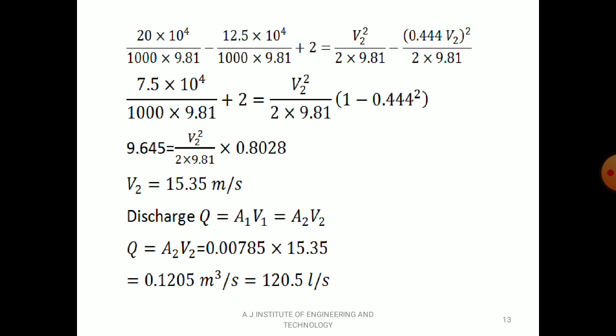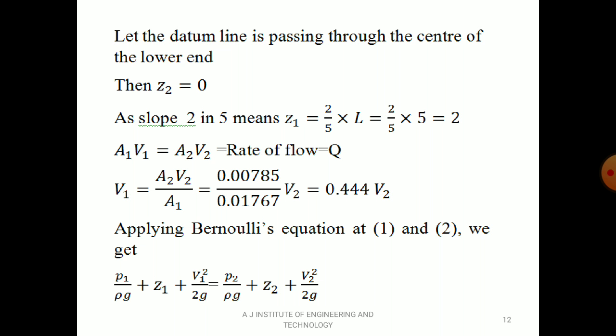You just see the slope is 2 in 5, which means, since Z2 is anyhow 0, Z1 equal to 2 by 5 into L. Here the length is given as 5, so 2 by 5 into 5 is equal to 2 meters. So Z1 is 2 meters. So the distance from the center line of the pipe to the datum line is 2 meter.